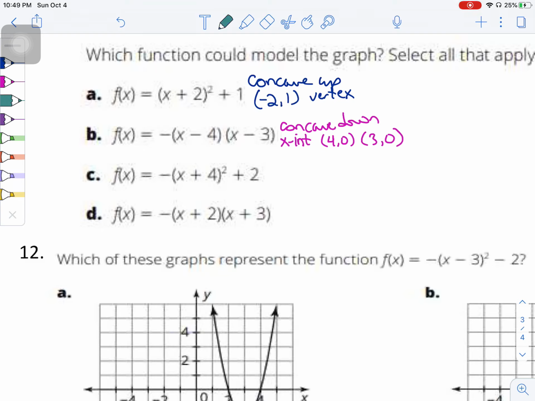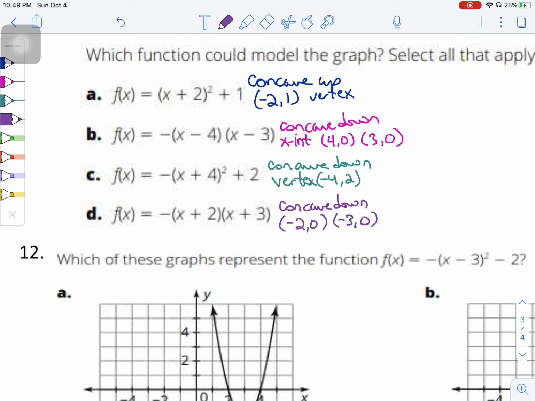Part C is in vertex form again. This is concave down, and the vertex is the point -4, 2. And part D is also in factored form. This is concave down. All right, and the factors will become x-intercepts. And so the two x-intercepts are -2, 0 and -3, 0.